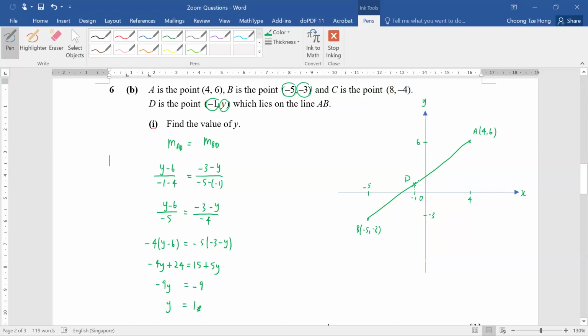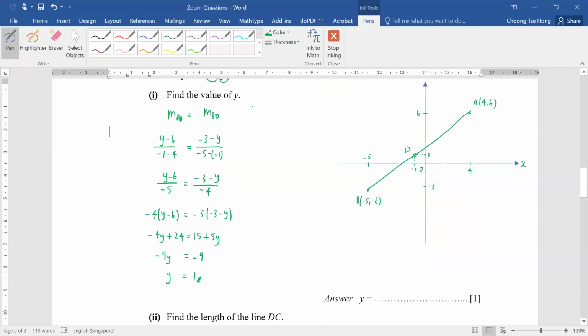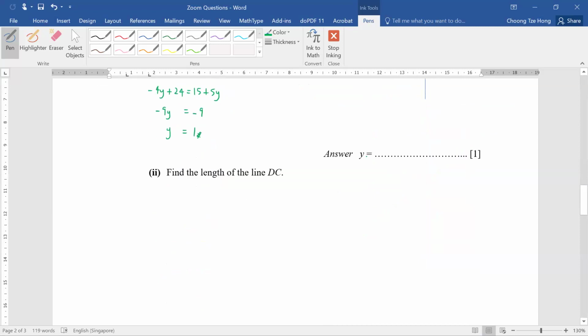Okay, you can see from the diagram that this is actually quite accurate, right? When x is -1, when you hit the line, you get y equals 1. So the coordinates of D are (-1, 1), right? Okay, so this is for part 1. So y will be 1.